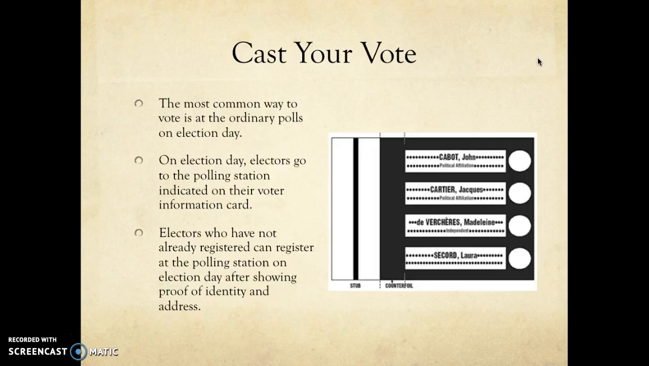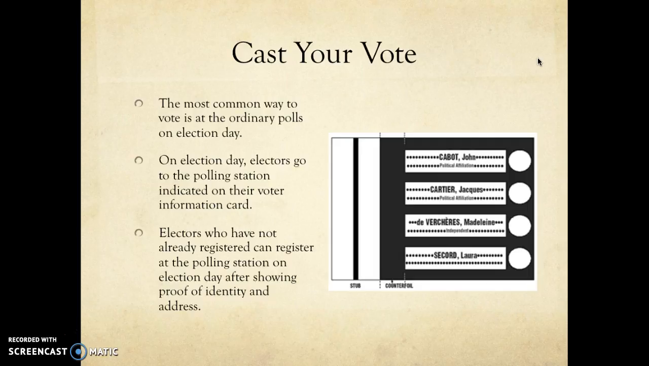Cast your vote. The most common way to vote is at the ordinary polls on election day. On election day, electors go to the polling station indicated on their voter information card. Electors who have not already registered can register at the polling station on election day after showing proof of identity and address. Voters can also cast their ballots at an advance poll, or they can vote by special ballot either at the local Elections Canada office or through the mail. When you arrive at the polling station, your name is crossed off the voters list and you go behind a voting screen to mark your ballot.